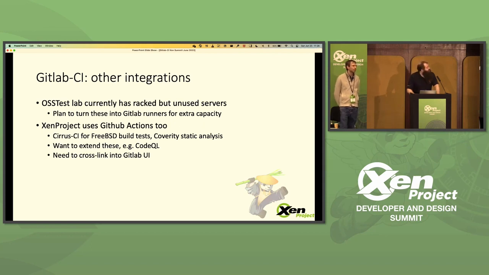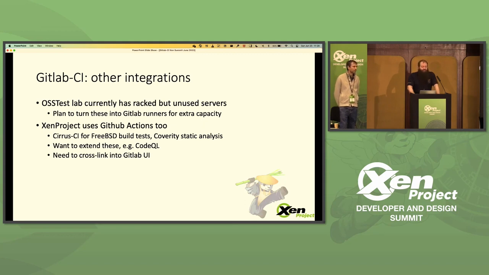The other thing is, I know we're on a GitLab talk, but it isn't only GitLab that we use. We do have some GitHub Actions in there as well. The reality being, it's free for us to use. It's great. In particular, we have Cirrus CI set up. Cirrus CI is a third-party CI/CD system, but it's free for open source to use. And one of the things it can do is launch FreeBSD builds. So it's running FreeBSD on, I think, Google Compute. 10 minutes, and you get a build out of FreeBSD.